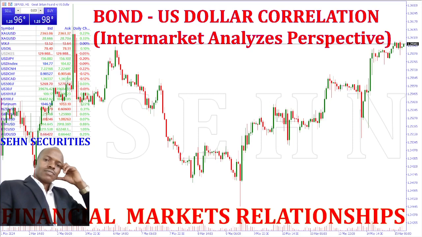Further, geopolitical events and economic data releases can significantly impact bond yields and the US dollar. As such, Forex traders should stay informed about key economic indicators including GDP growth, inflation rates, and employment figures, as these can influence the Federal Reserve's policy decision and consequently bond yields and the US dollar.